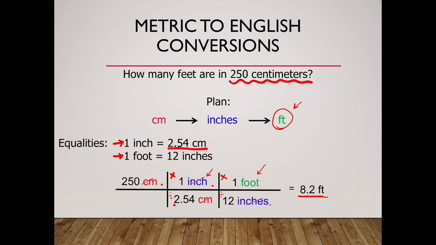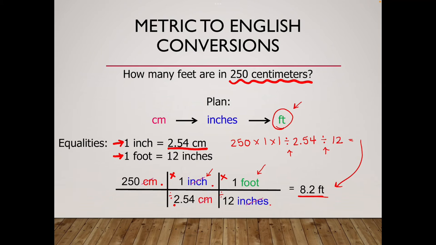To do this, I know this sounds silly, but you're gonna do 250 times 1 times 1, right? Those are all the numbers on the top, divided by 2.54 divided by 12, okay? And that will get you 8.2 feet. Do you see how I put divided each time there's something on the bottom? So divided by 2.54 divided by 12, okay?